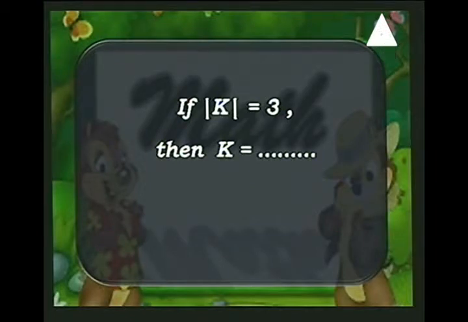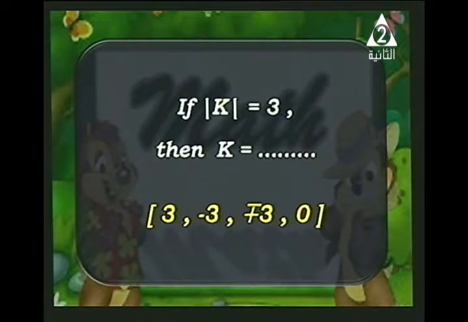Another example, if absolute k equals 3, then k equals what? Is it 3, negative 3, negative or positive 3, or 0? You know that the answer, the result is 3. Then what about the value of k inside the absolute? It may be positive 3 or negative 3. So we can say that k is negative or positive 3.